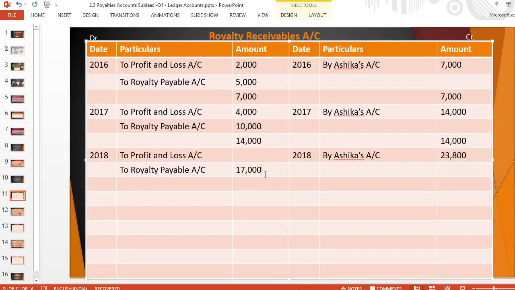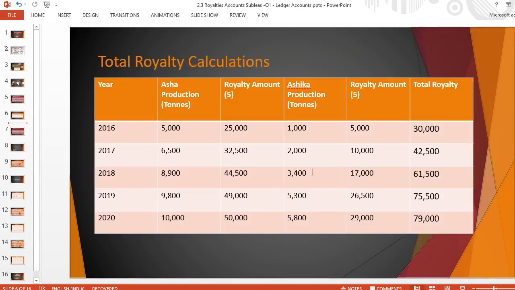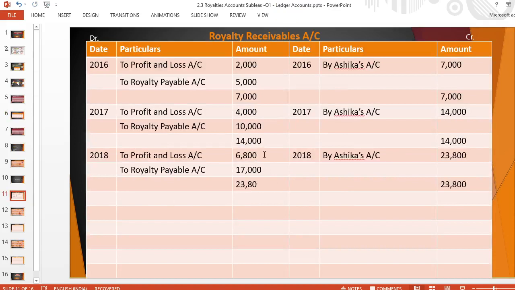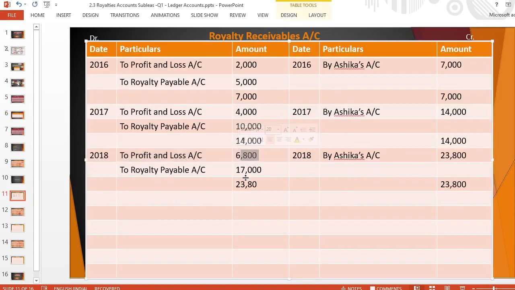So from the Sub-Lessee, the lessee has to pay to the lessor. So the total is 23,800 on the credit side, 23,800 on the debit side minus 17,000. So the remaining balance 6,800 rupees represents profit of the lessee and which should be transferred to profit and loss account. So here you can cross verify. The production was 3,400 into 2 rupees per ton. So 6,800 is the profit of the Sub-Lessee transferred to profit and loss account.